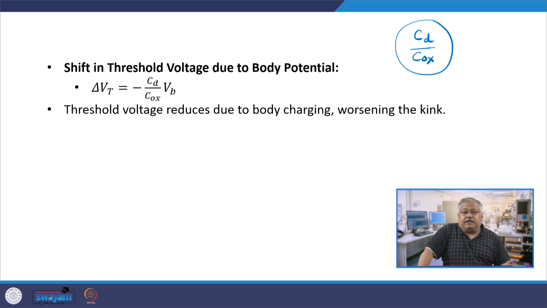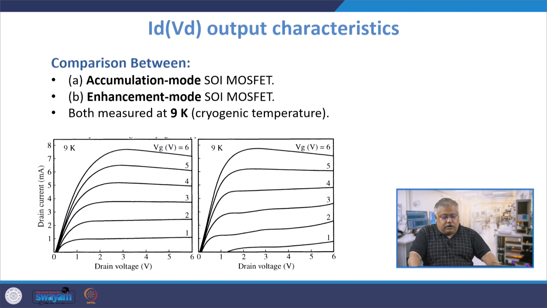What is CD? CD is the depletion capacitance. That happens because there is a depletion layer formed just below the inversion layer in this case. And that is the reason you have a change in the threshold voltage, which is a direct function of the depletion width. Now, let us look at the ID-VD characteristics we finalize at around 900 Kelvin.